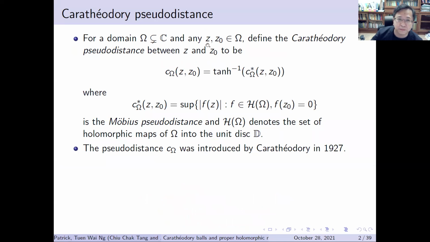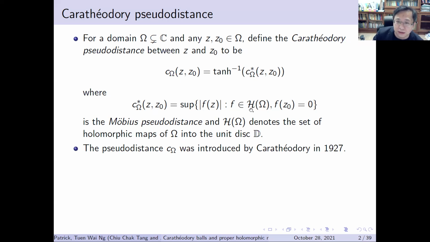If you take Omega to be a planar domain, not equal to the complex plane, and take two points in this domain Omega, then we define the distance between them in the sense of Carathéodory by using this formula. Here, this is the inverse hyperbolic tangent of this number, and this number is given by this supremum.